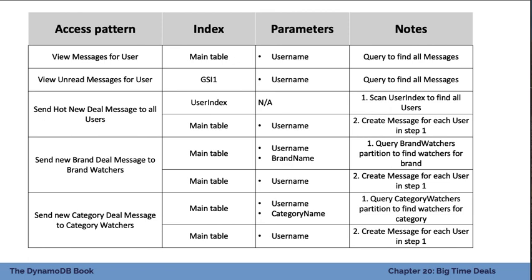So we have the one that goes out to all users whenever there's a new hot deal. That's going to scan that user index, find all the users, and then for each user that it finds, create a message to send to them.